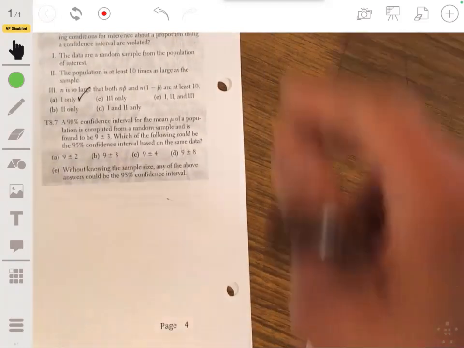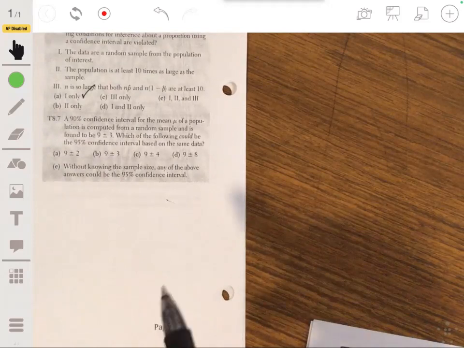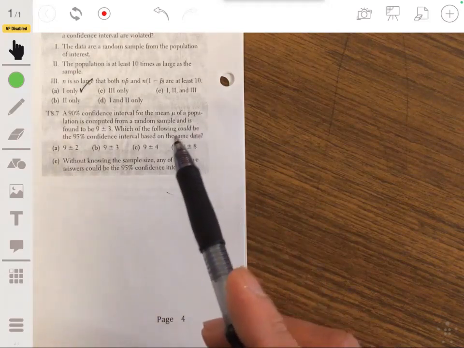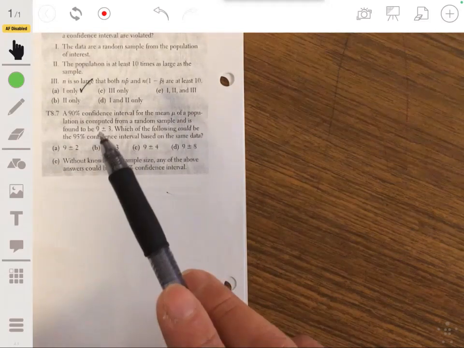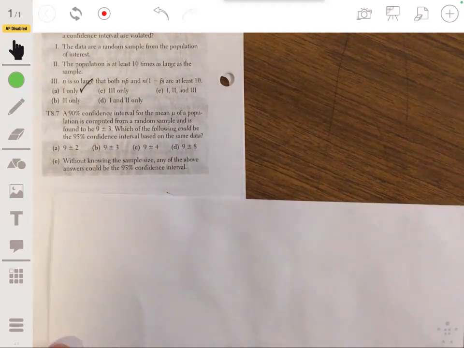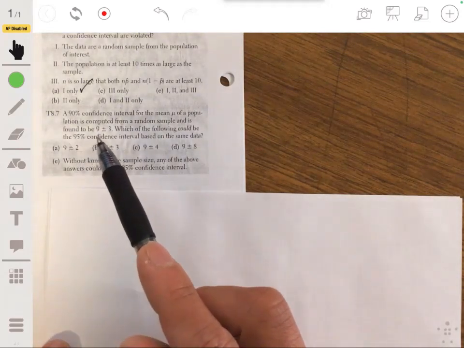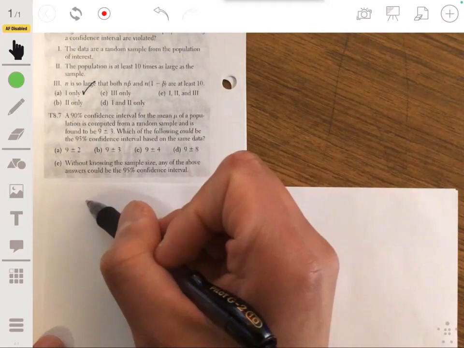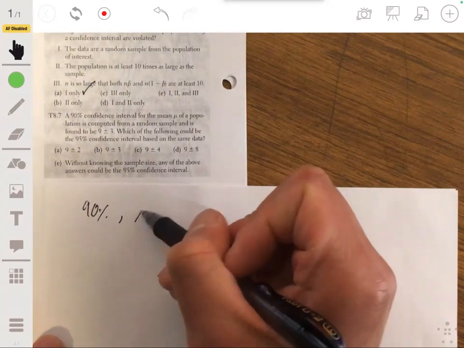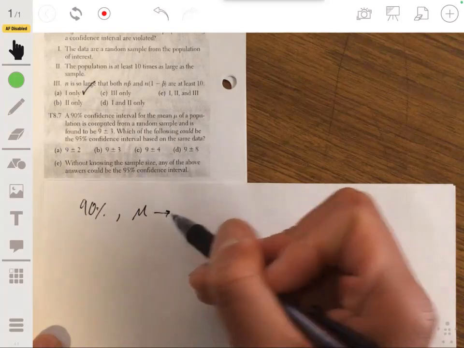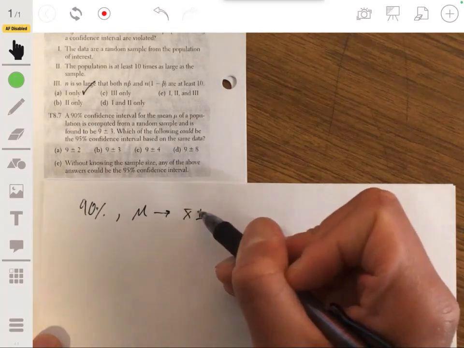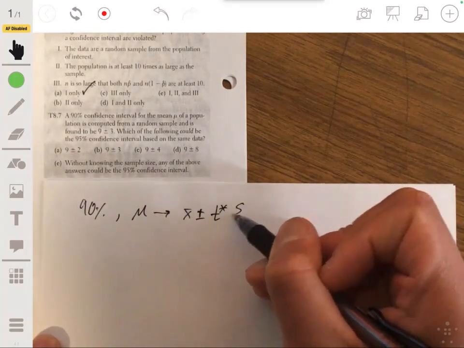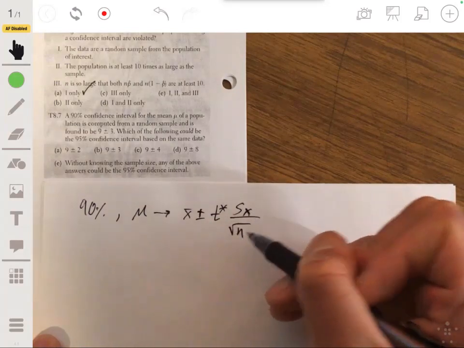All right, number 7. Here we have a 90% confidence interval for the mean mu of a population, computed from a random sample, and it's found to be 9 plus or minus 3. Which of the following could be the 95% confidence interval based on the sample data? Okay, so we're given a 90% confidence interval for the mean mu. So our confidence interval would be our sample mean plus or minus our critical value t star times the sample standard deviation over the square root of the sample size.